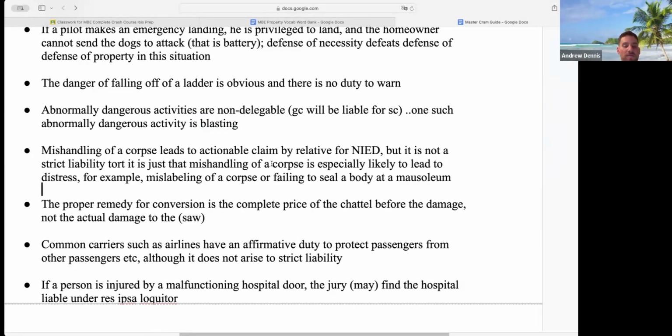The proper remedy for conversion is the complete price of the chattel before the damage, not the actual damage to the saw. But it's not going to be the original price when you bought it. It's going to be the price before it was damaged. So if you bought the saw, it was worth 1,000, and then it rusted a little bit, now it's worth 500, and then they damage it to the point where it's worth 200. They're not going to be liable for the 300 because they probably converted it. They're going to be liable for the 500 that it was worth before the conversion occurred.